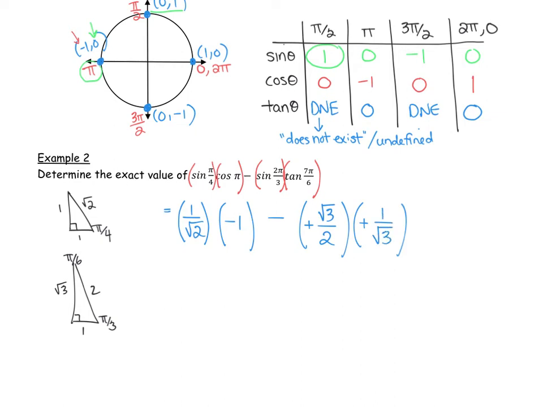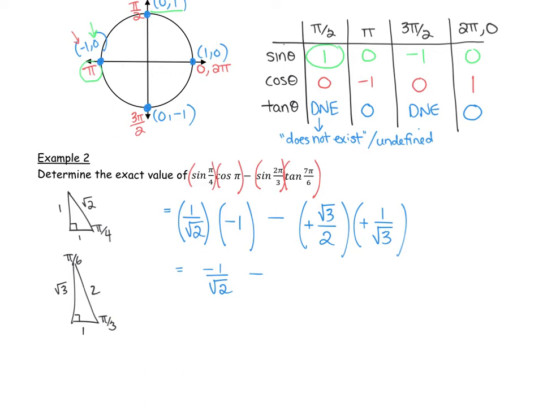Hopefully you practice getting all those values. This is how we put them together, and now I'm going to just quickly show you how to simplify it. First thing I'm going to do is, of course, simplify these fractions and multiply them. So this first pair, I get -1 over root 2, and then I'm going to subtract.